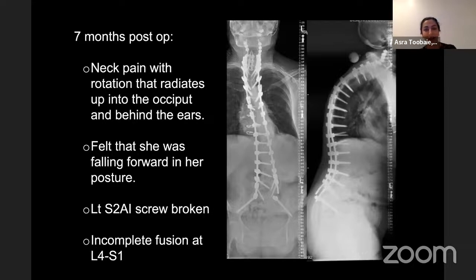7 months post-op, she only had some mild pain in her neck, but then she felt that she was leaning forward again in terms of her posture. X-ray showed that the left S2AI screw was broken, and there was some evidence of incomplete fusion at L4 to S1.